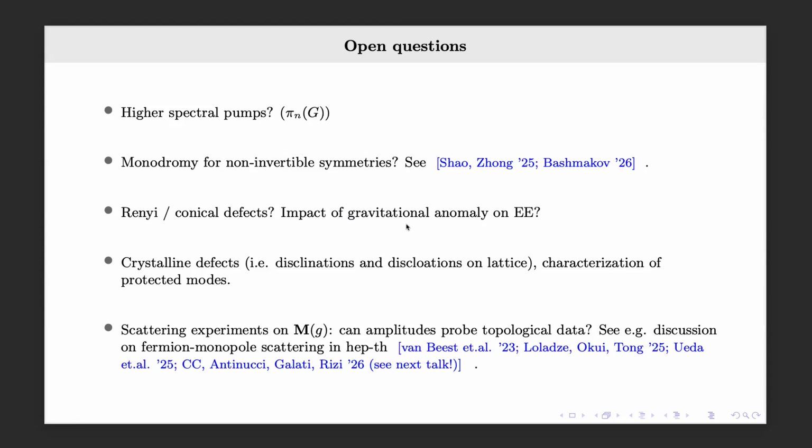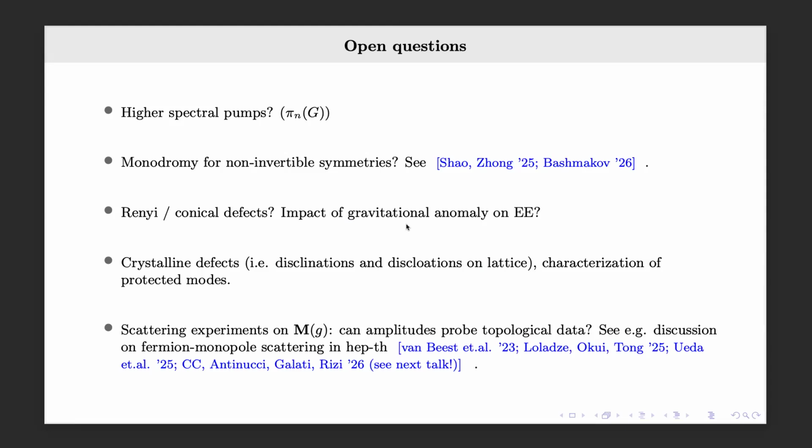And if you have a gravitational anomaly, these look a lot like a monodromy defect, but for the gravitational connection. So there might be some interesting predictions for the corner entanglement entropy of these defects. Another more condensed matter thing is what happens to crystalline defects, like disclination or dislocation of the lattice.